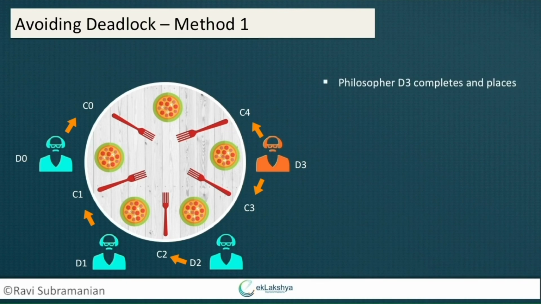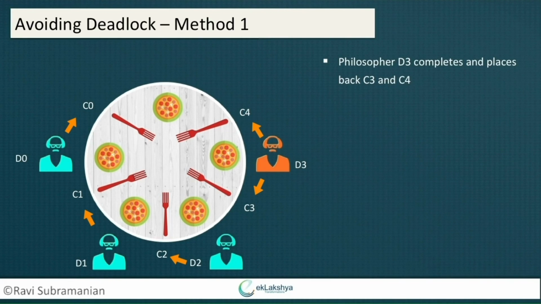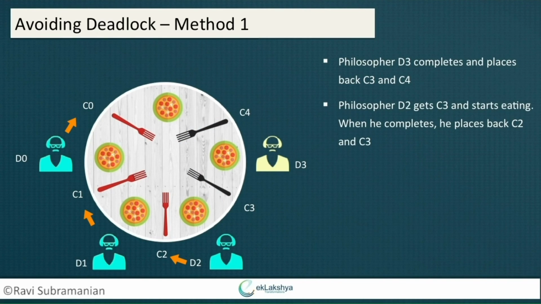So here D3 has taken both the chopsticks, so he's free to eat now. He is going to eat, and he will complete his dinner, and then he's going to place back C3 and C4. When he does that, C3 becomes free. Who's waiting for C3? It's D2, because D2 has C2 in his hand. He's waiting for C3. Now D2 can start eating.